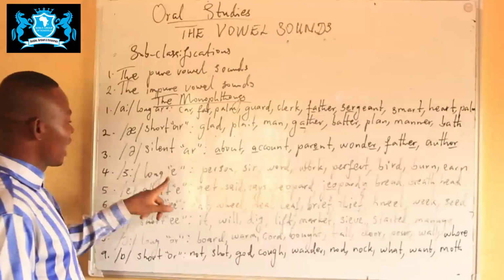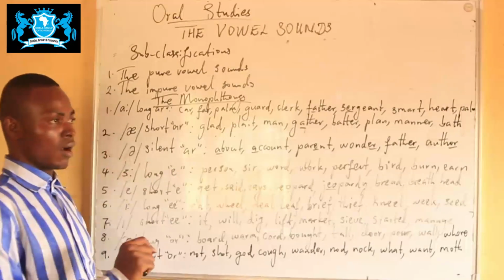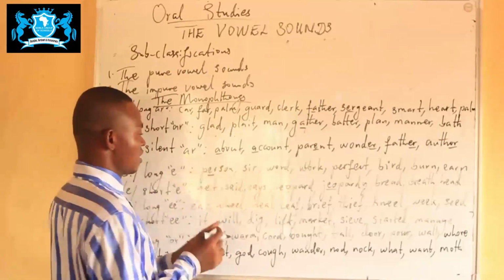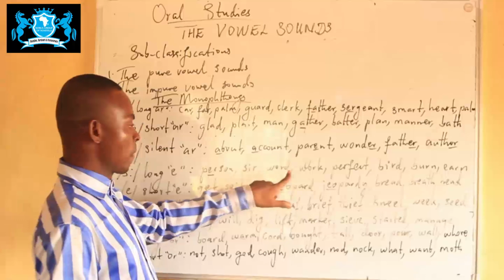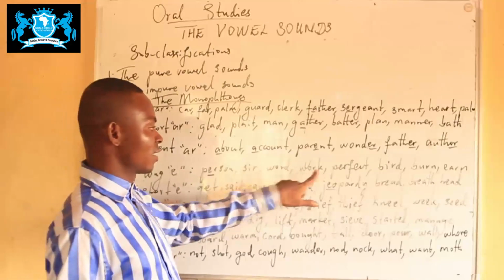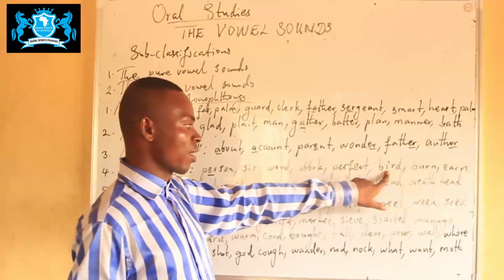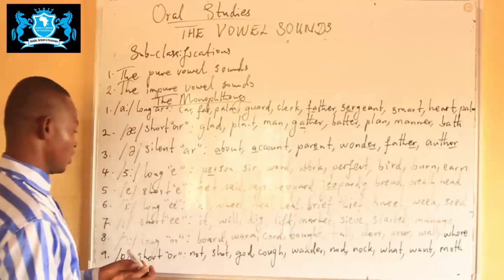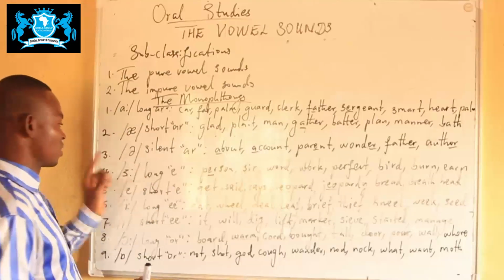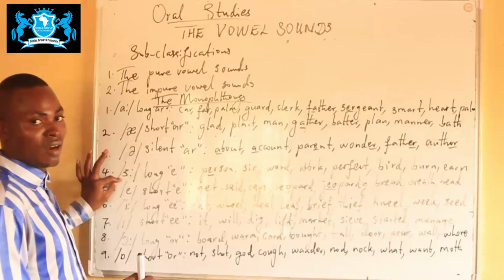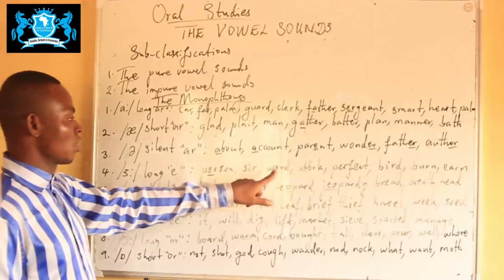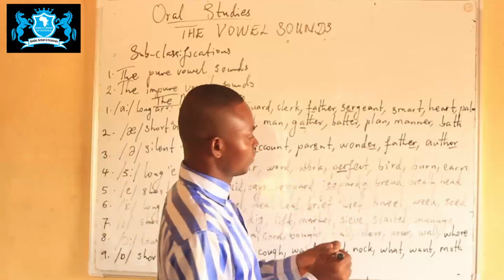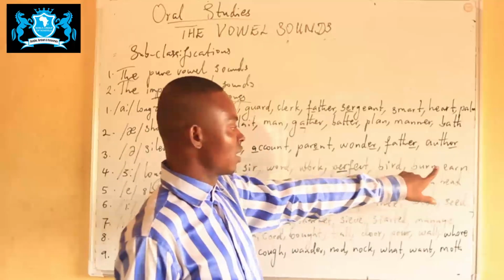Next is the long A sound, as in person. The sound is here. Person, sir, word, work, perfect, bird, burn, and her. This is the long air sound. That is why it's her: person, sir, word, work, perfect, bird, and her.